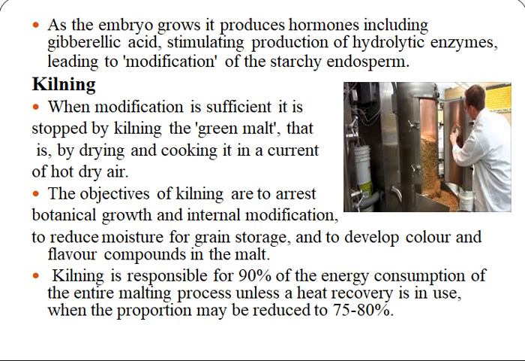The third step is kilning. This is the heating step. We provide heat to inactivate the enzymes and stop the germination process. When modification is sufficient, it is stopped by kilning the green malt, either by drying or cooking it in a current of hot dry air. The objective of kilning is to arrest botanical growth and internal modifications, to reduce moisture for grain storage, and to develop color and flavor components in the malt.